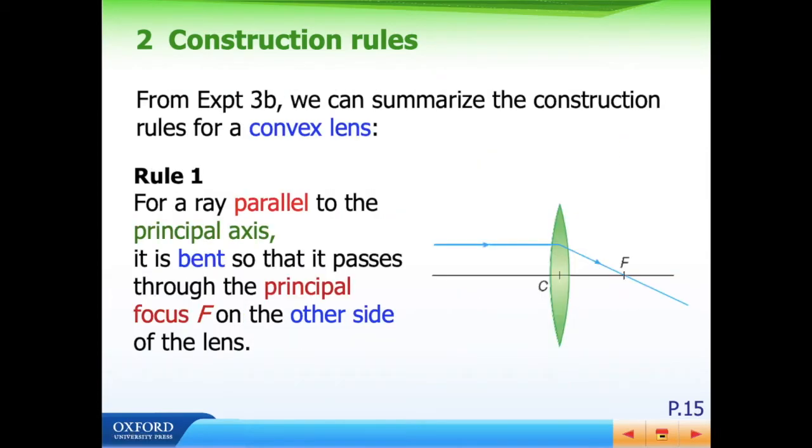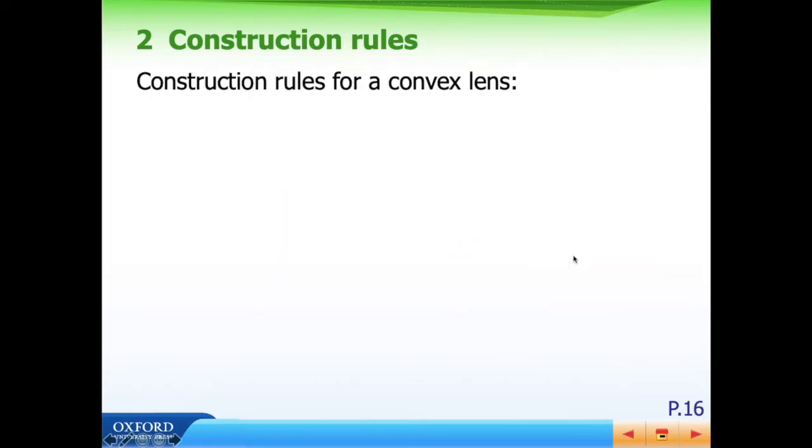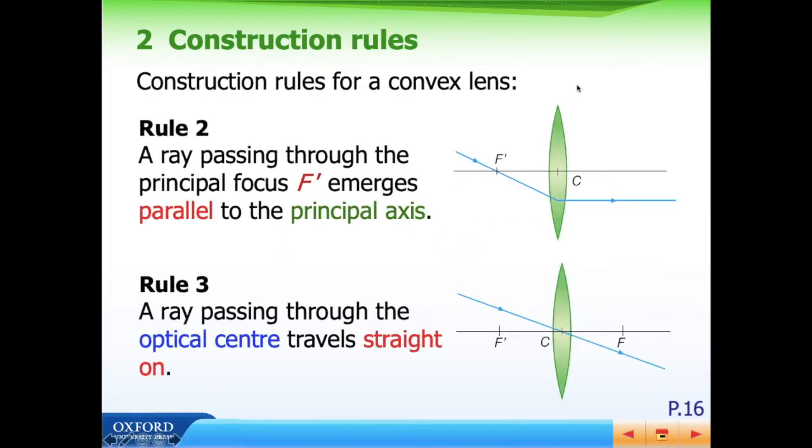So once again, there are 3 important construction rules that you need to remember. Rule number 1 is shown through this diagram right here, rule number 2 is shown through this diagram right here, and rule number 3 is given by this one. We are now in section 3. This is graphical construction of image formation.